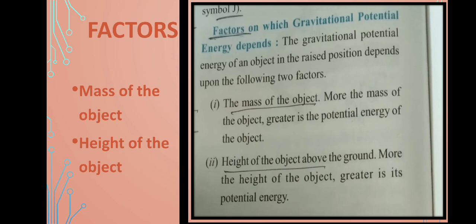Then second factor is height of the object above the ground. More the height, greater is its potential energy. Now you take a stone and go to the first floor, throw it. If the ground is wet, you can see the impression. Now take that stone, go to the second floor, throw it, you can see a deeper impression, because more the height, greater will be the potential energy.